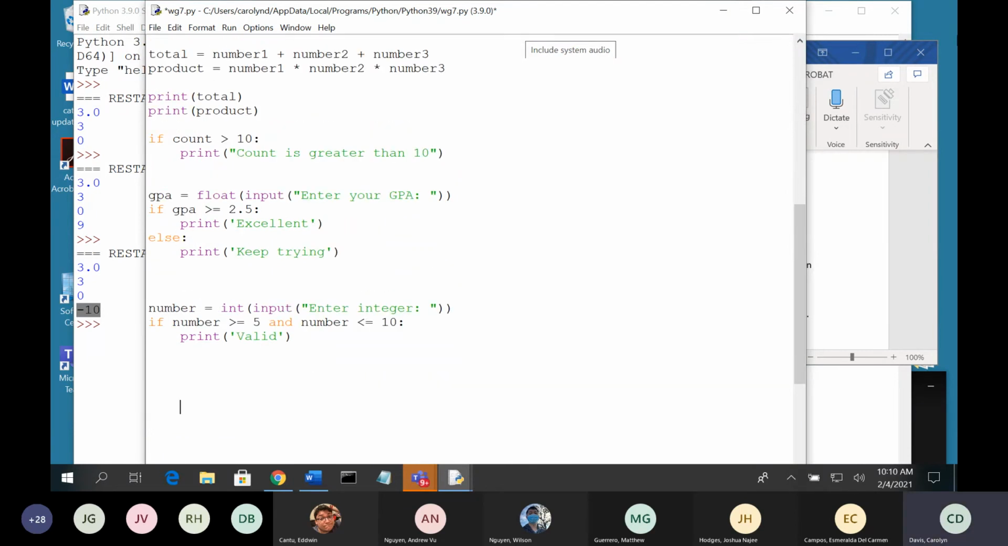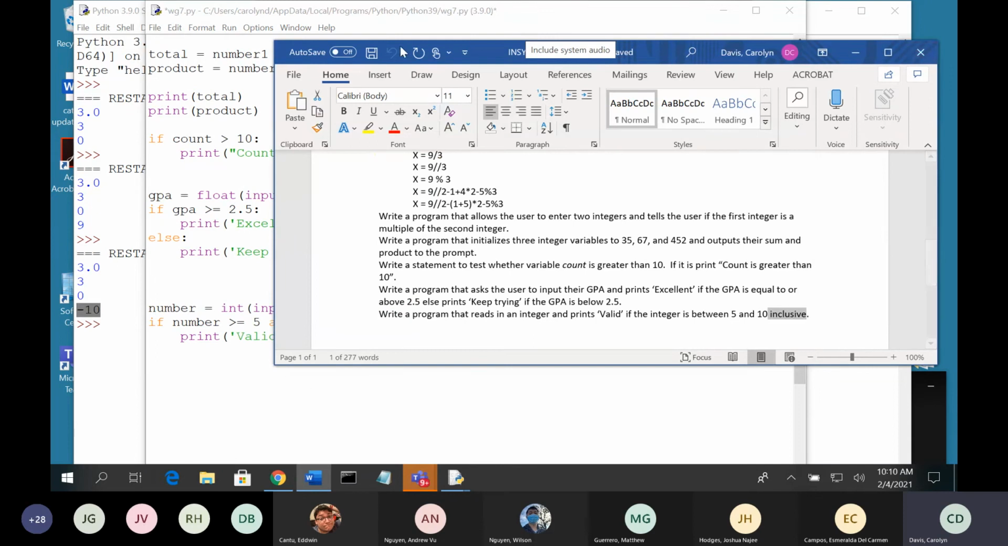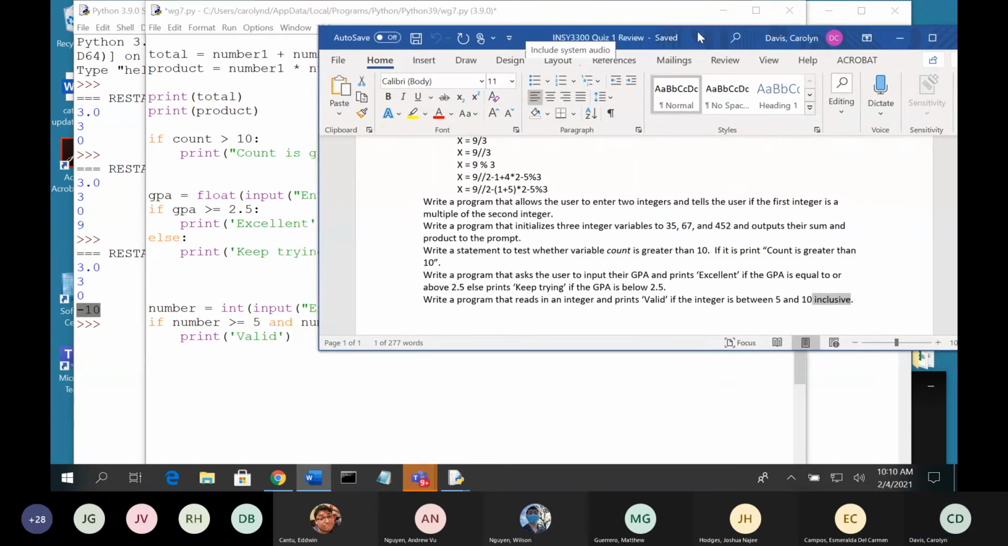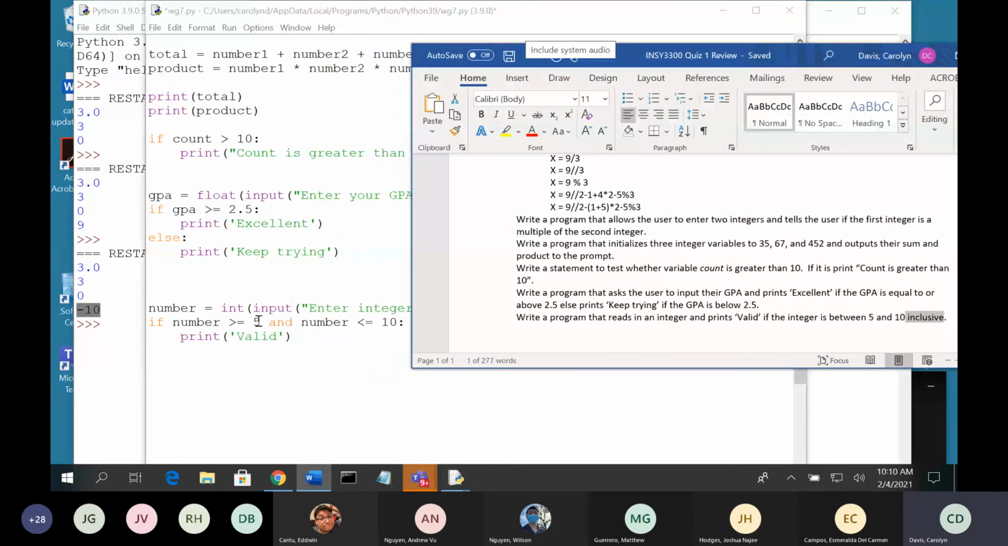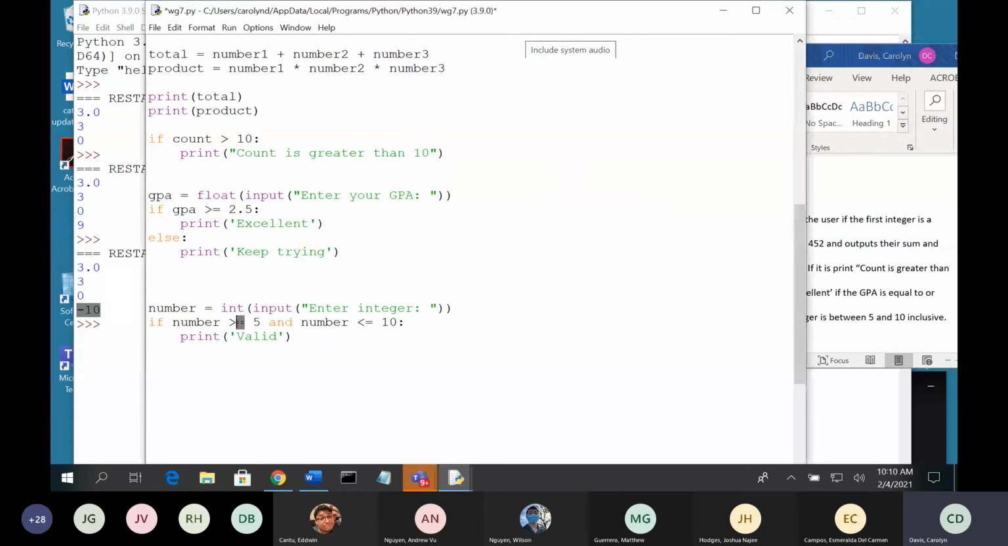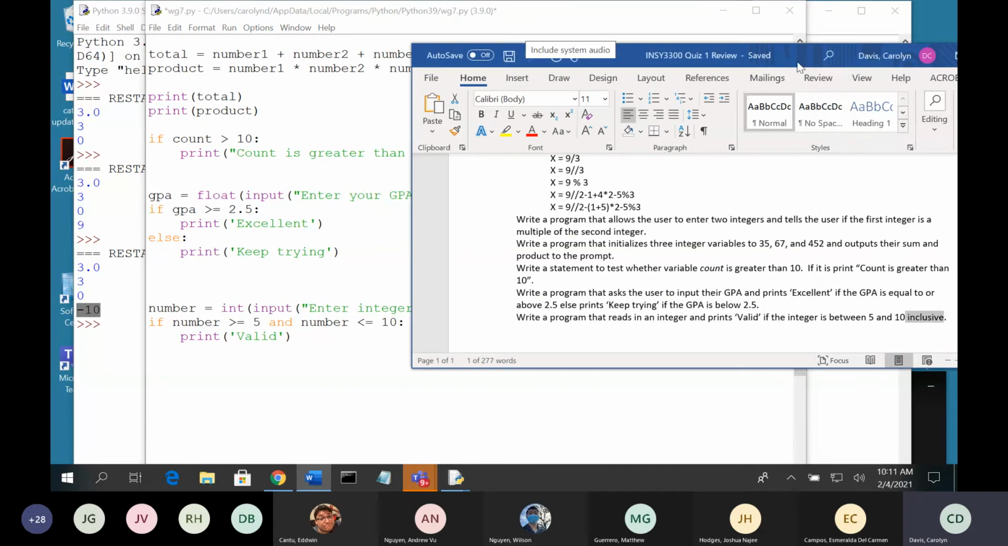Okay, so notice the difference. Inclusive meant I was going to have equals in here when I was checking because I needed to include 5 and 10. If I had said exclusive, then I would not have had that because that doesn't include 5 and 10. So make sure you understand the difference between inclusive and exclusive. This one was inclusive. Okay. All right.